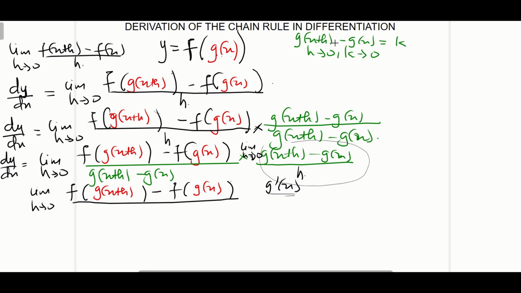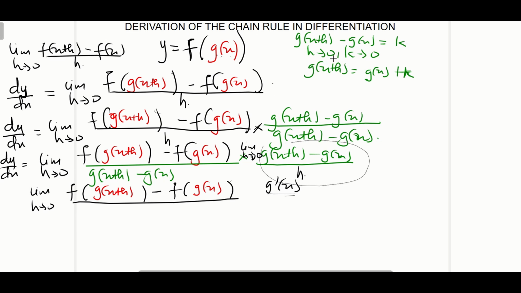But over here too, I can also make my g of x plus h the subject. So when I make my g of x plus h the subject from this relation, I'm going to get g of x plus h is going to be g of x plus my k. Okay. So we are now going to do this substitution back here. We didn't change anything. Wherever we see our g of x plus h minus g of x, we are just going to put our k here.